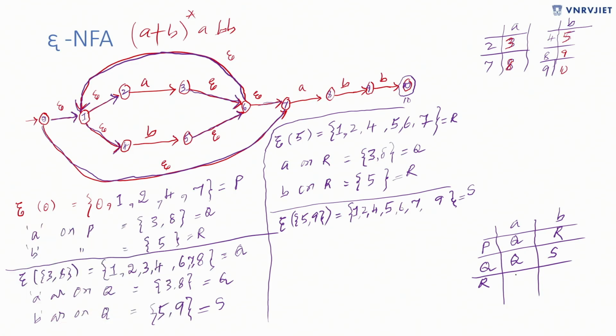R on A is Q. R on B is R itself. Fine. So after finding the epsilon closure, what are you supposed to do?